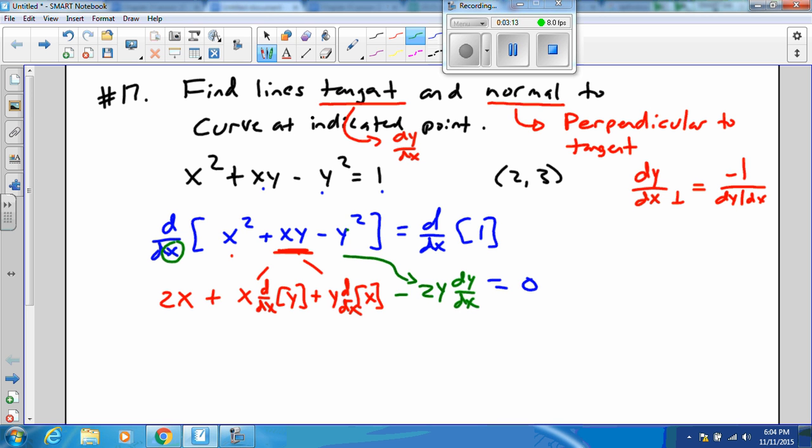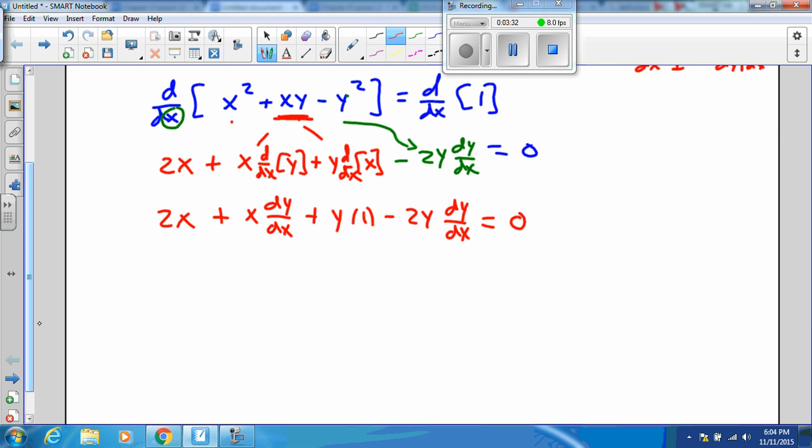Well, let's now evaluate the two middle terms here. This is going to give us 2x plus x times dy/dx plus y times 1 minus 2y dy/dx is equal to 0. Please notice the very real difference between taking the derivative of x with respect to x, giving us 1, and the derivative of y with respect to x, which gives us dy/dx.